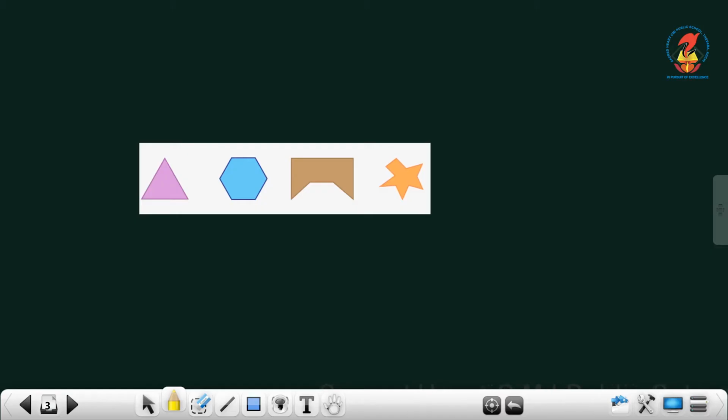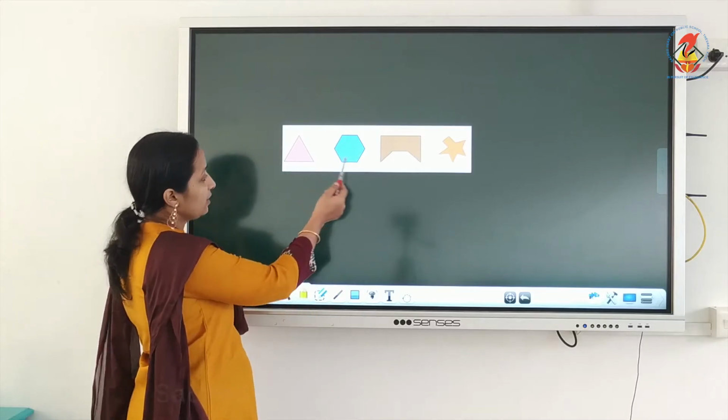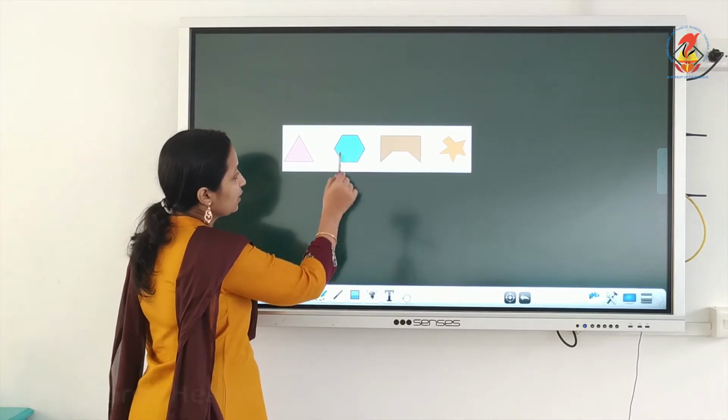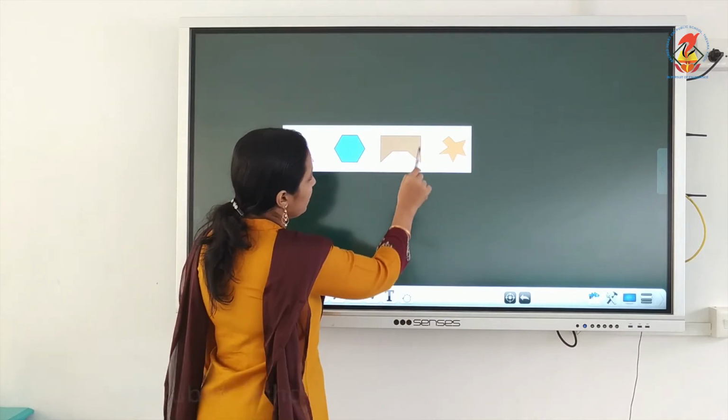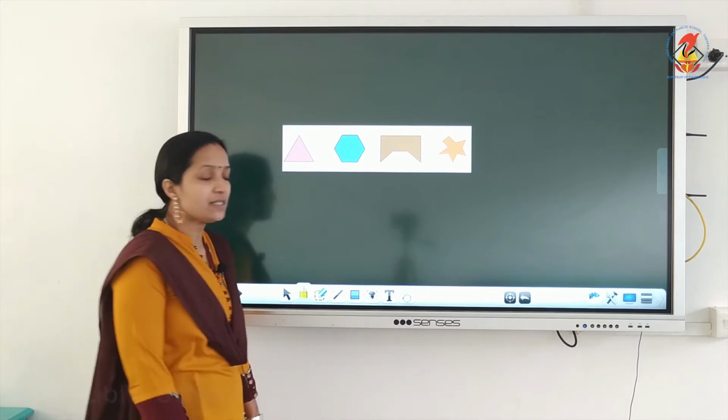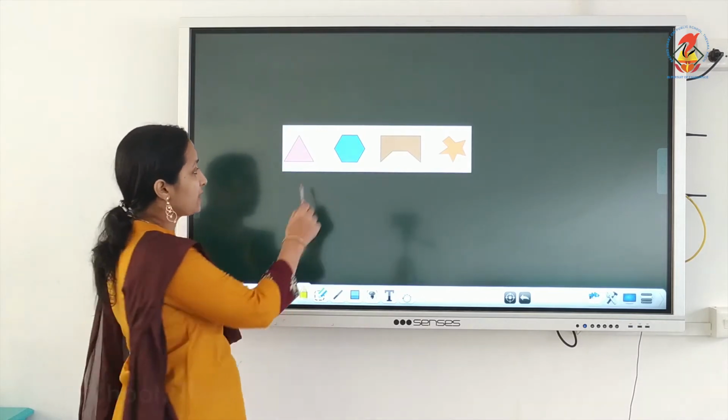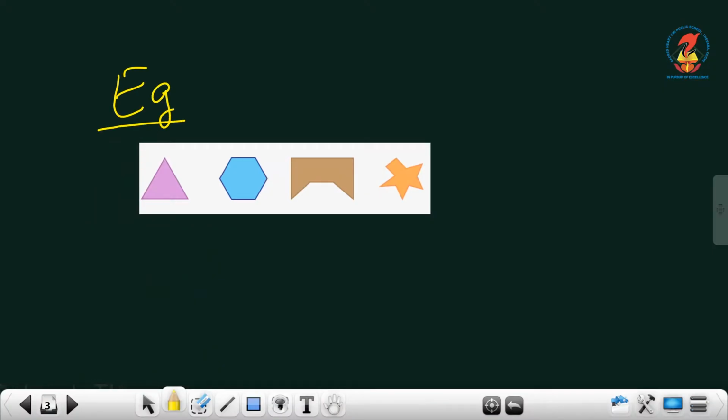Now, these are examples for polygons, is it? This is a polygon, this is a polygon. You can see line segments and it's a closed figure also, is it? All the sides are line segments and it is a closed figure. So, these are examples for polygons, okay?